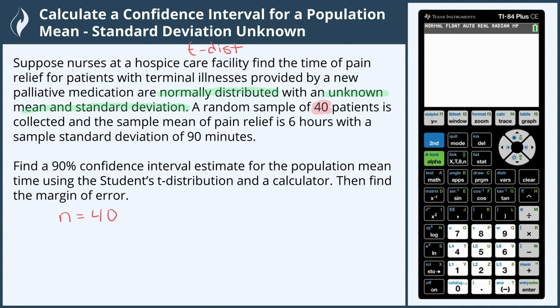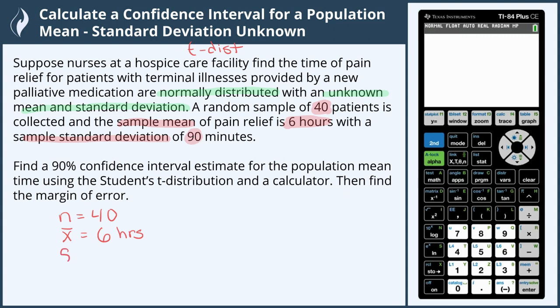The next thing we were told is that the sample mean is 6 hours. So we can write down the sample mean, which is x bar, and this is 6 hours. The next item of information we were given is that the sample standard deviation is 90 minutes.